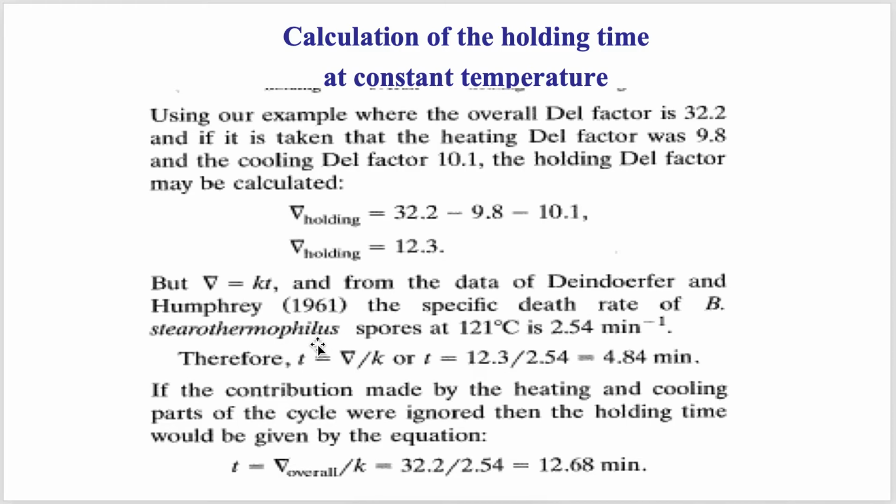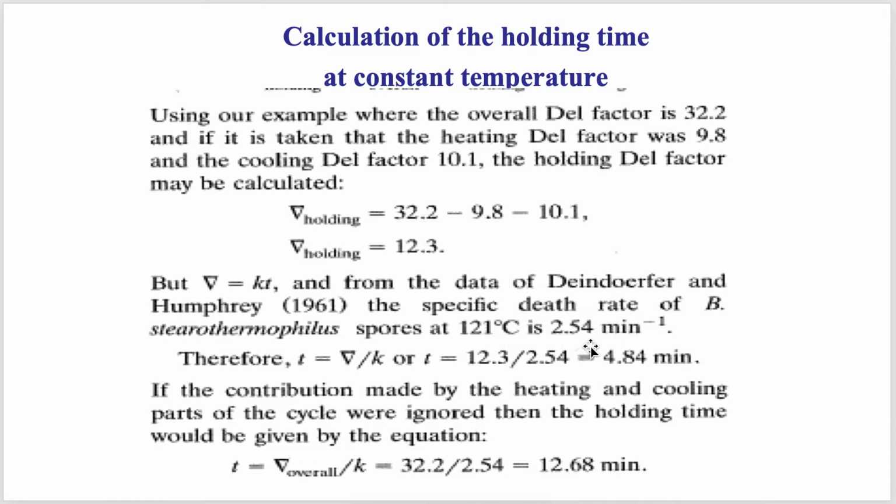Dendorfer and Humphrey, who proposed the del factor, calculated the specific death rate of Bacillus stearothermophilus, and we know that Bacillus stearothermophilus spores are more stable. So we can use the death rate of Bacillus stearothermophilus as a test value or indicator value and use it to calculate the holding time.